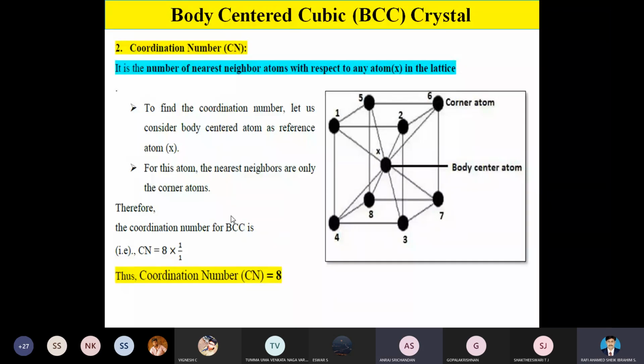Sir, what is that lattice in the lattice? Lattice is nothing but points. In crystal physics, to represent an atom, we use this word lattice. Lattice means an atom. Okay. Yes, sir.